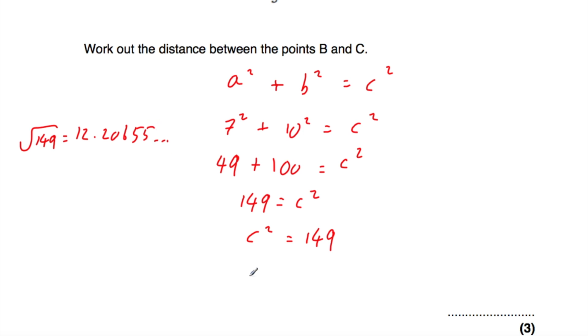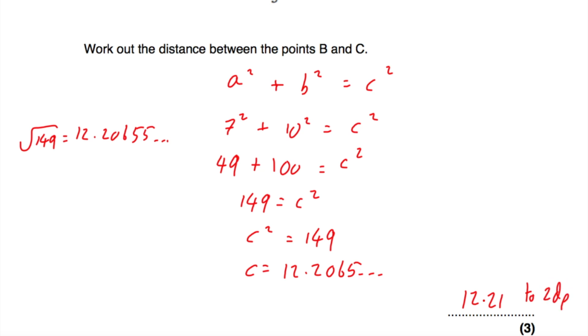12.20655, and so on. So C is equal to 12.20655, and so on. And I'm going to round that to 2 decimal places. The 2 decimal places, that'll be 12.21. So the distance between the points B and C is 12.21 to 2 decimal places, 2 dp. And that's it.